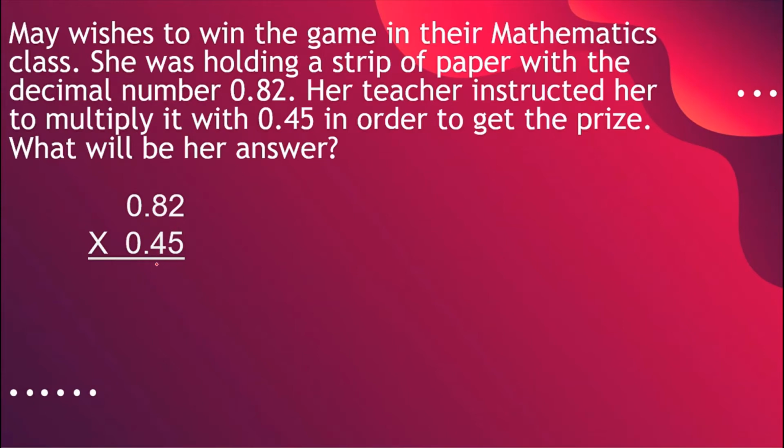So let us just keep on multiplying. 5 times 2, that is 10. Put 0, carry 1. 5 times 8, that is 40, plus 1, it's 41. 5 times 0, of course, it's 0. Just bring down 4.